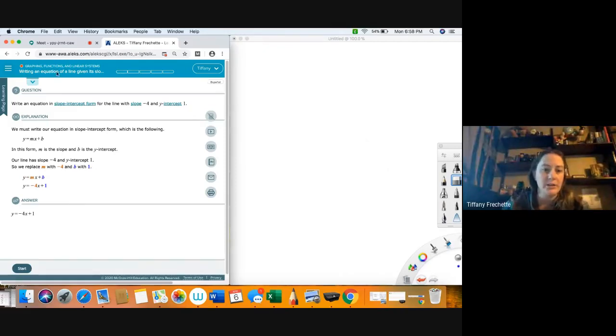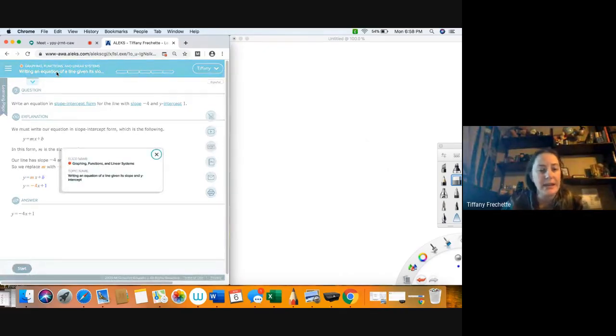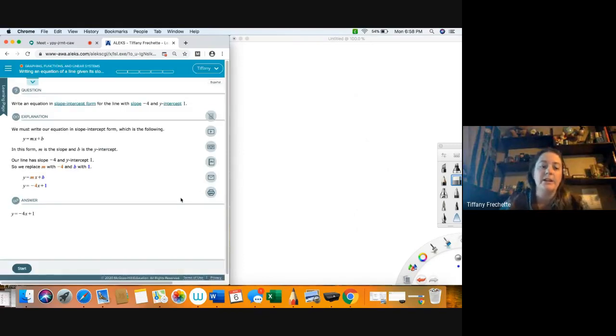Write an equation of a line given its slope and y-intercept. All right, so write an equation in slope-intercept form for the line with slope -4 and y-intercept 1. So what is slope-intercept? If you didn't know, you could click on this definition. Seeing as I know it is going to give me this equation right here, I'm just going to go ahead and write it out right here.